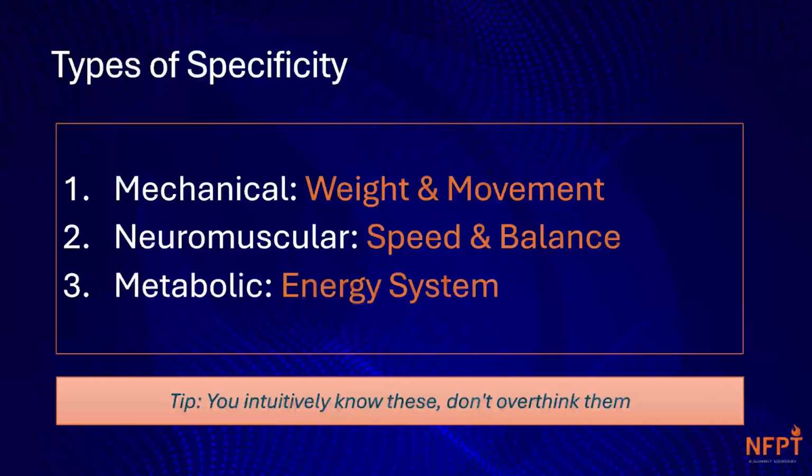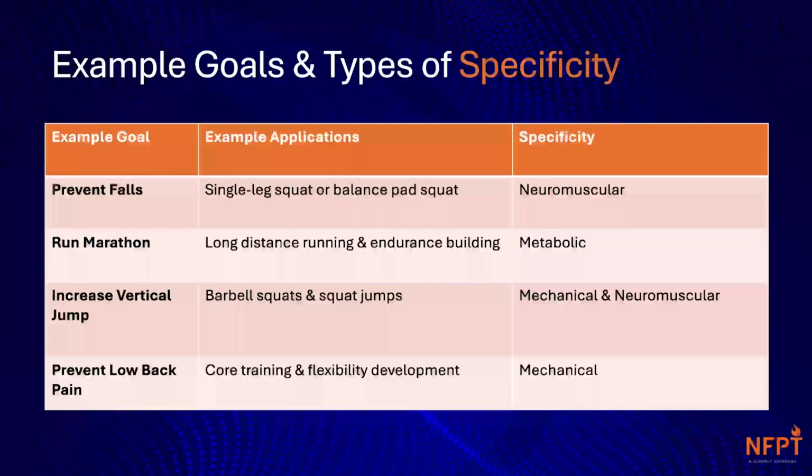And then lastly, we have the metabolic specificity, and that refers to the energy systems that are being taxed. So, for example, if you want to run a marathon, then you should be training long distance endurance activities. Let's go into some more examples of the goal a client might have, the applications of exercises that you could use, and what type of specificity that is looking at.